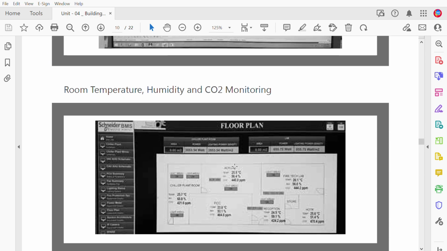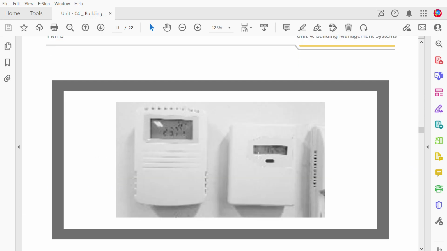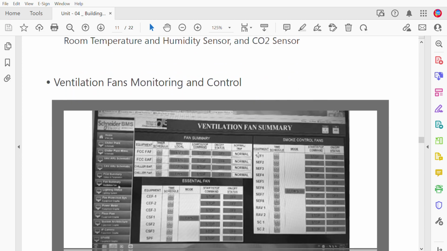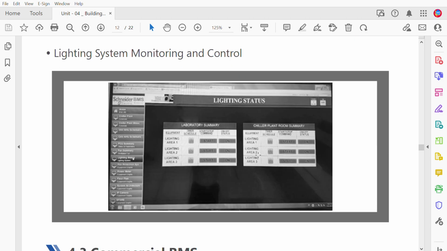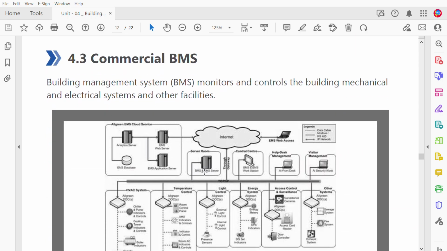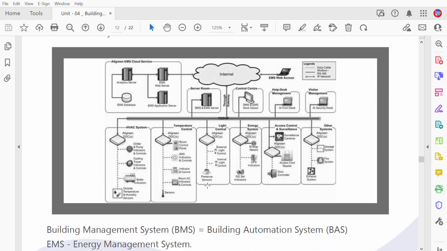So temperature and humidity control is something that we will see in the system itself, and some of the temperature sensors, ventilation fans, lightings. So this is some high-rise commercial. Commercial is basically in the commercial building how it looks like, the electrical system through the internet, and how the BMS actually works by itself with light control, temperature, HVAC, energy, access control, etc.